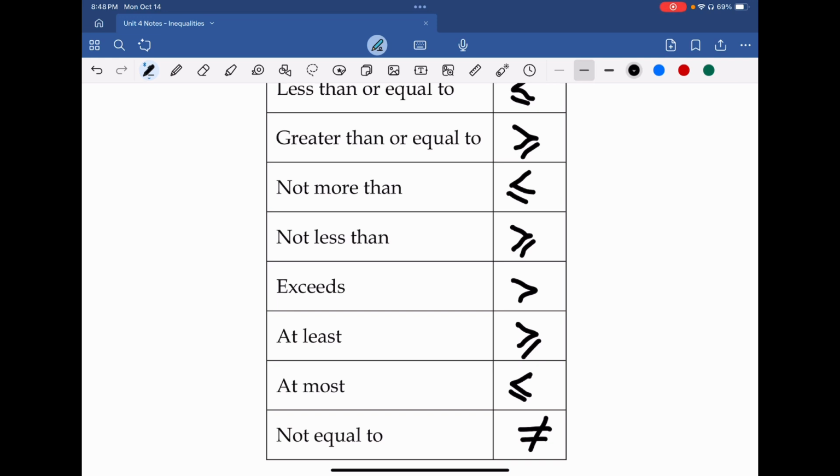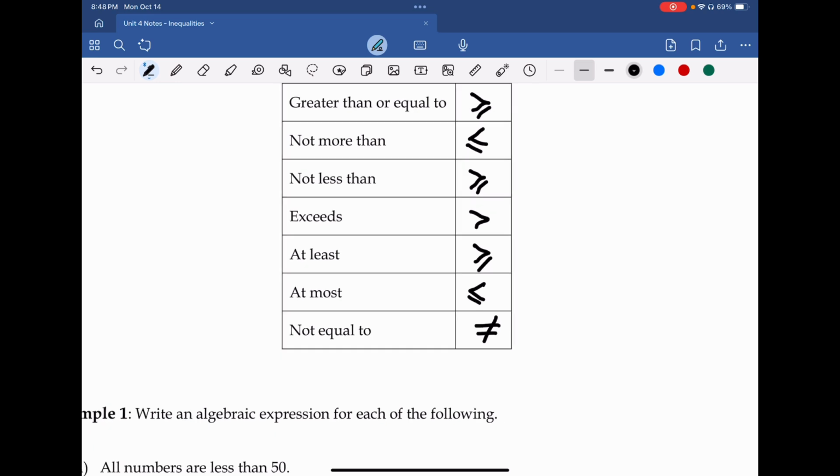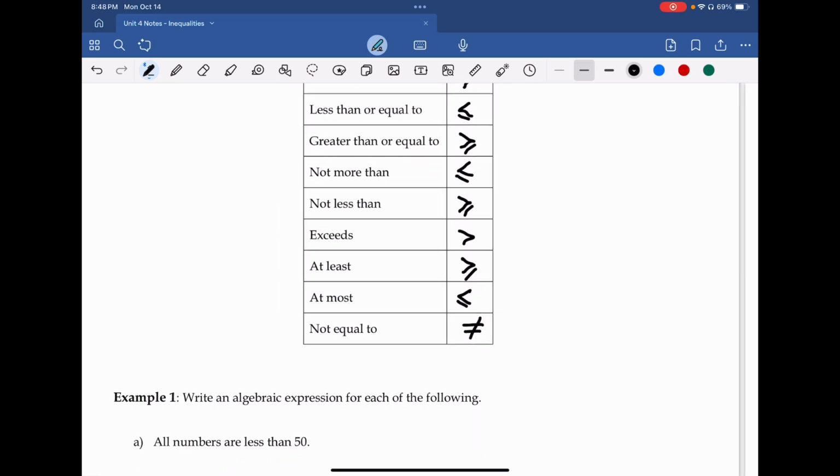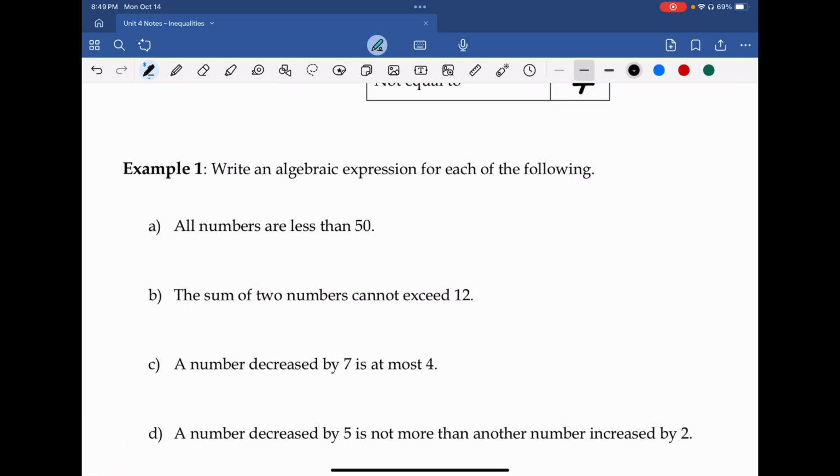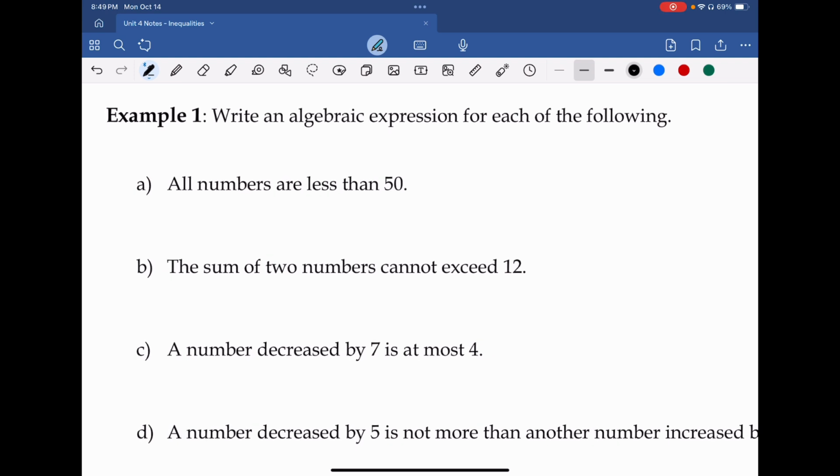Okay, now let's go into example 1 where it gets us to kind of play around with these based on some expressions here. Write the algebraic expression for each of the following. All numbers are less than 50. Well, if we pick a number, let's let it be x, then it must be that they're all less than 50. Perfect. And they said strictly less than. They didn't say it could be equal.